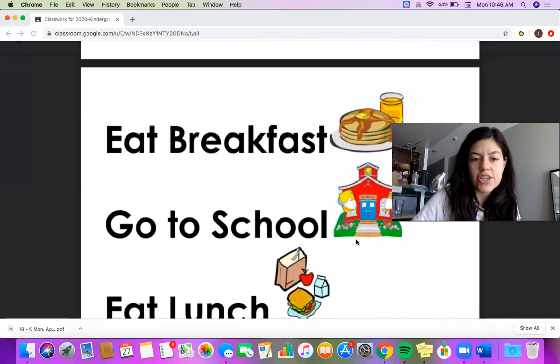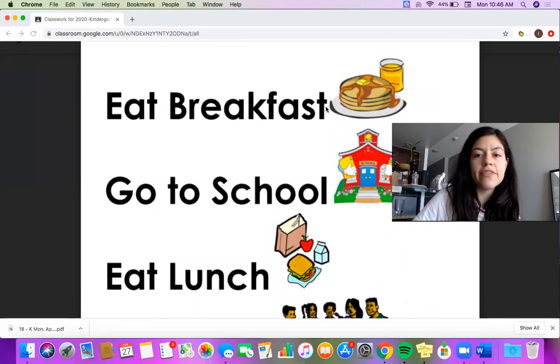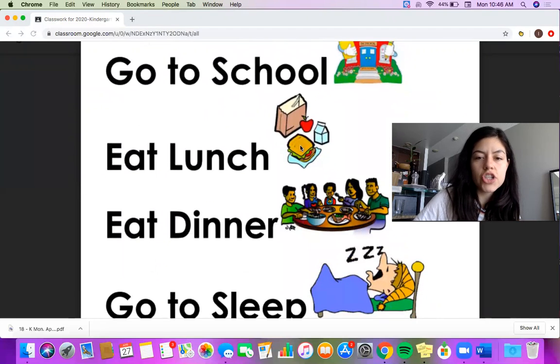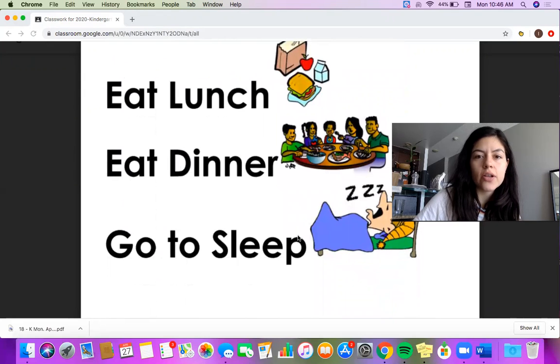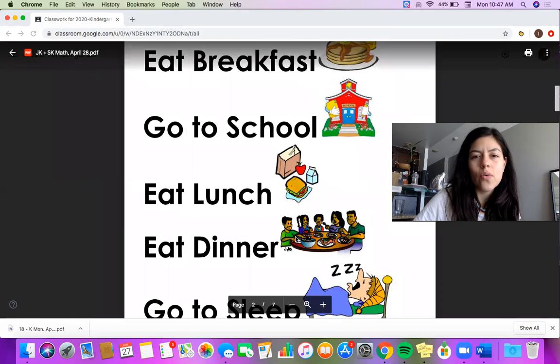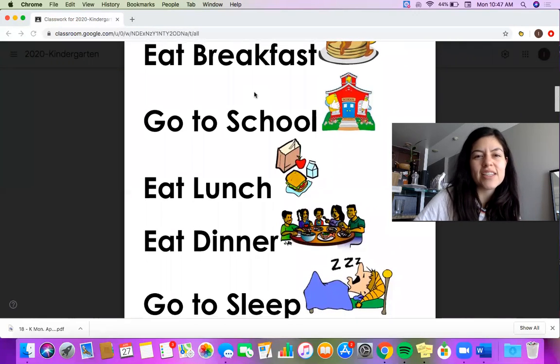Now on the next page here, I have some other activities. We'll read them together. This is eat breakfast, go to school, eat lunch, eat dinner, and go to sleep. Now, I wonder which of these activities are for morning, which of these activities are for afternoon, which are for evening, and which are for nighttime.